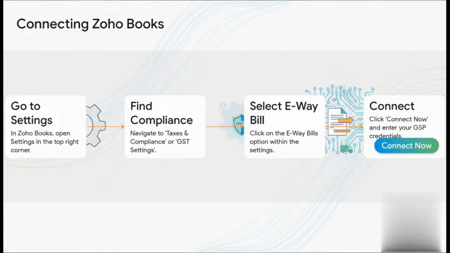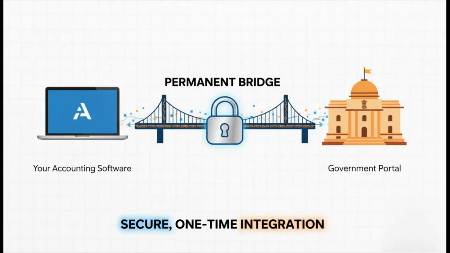And inside your accounting software, this is an absolute breeze. You just head over to your settings, find the section for taxes and compliance, or maybe GST settings. You'll see an option there for e-waybills. Just click that big Connect Now button and you're pretty much there. You then enter those special GSP credentials we just created on the government site, click Save, and that's it.